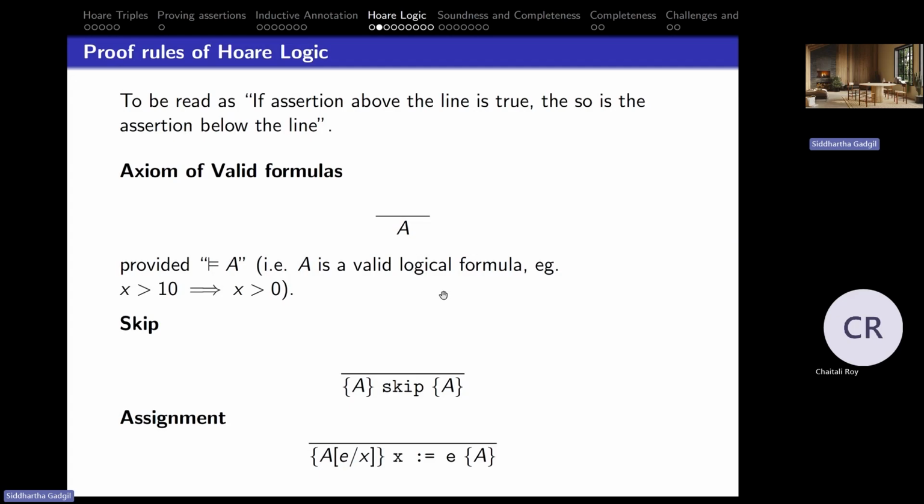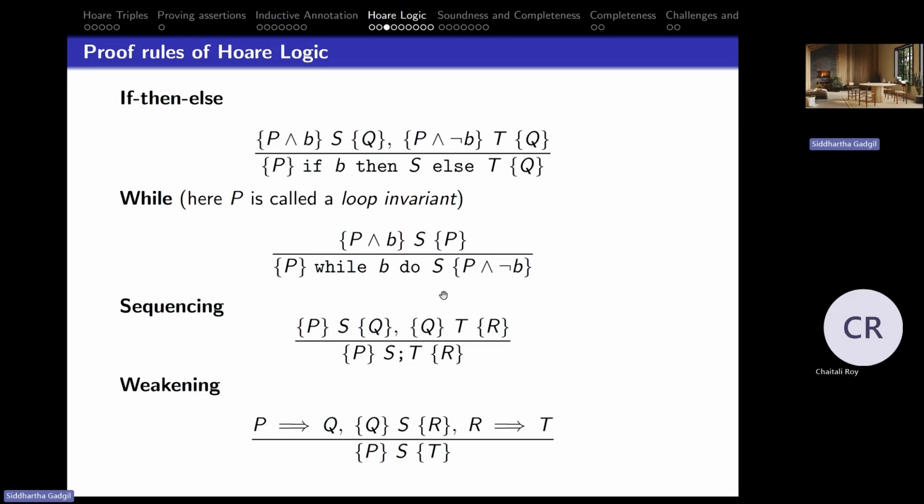So the way you read these rules, for example, here is, let's say, for the if then else statement. The one below the line is the Hoare triple I want to prove. And the program is just this: if B, then S, else T. S and T may themselves be complex, compound programs. But I want to prove the Hoare triple for this if then else statement.